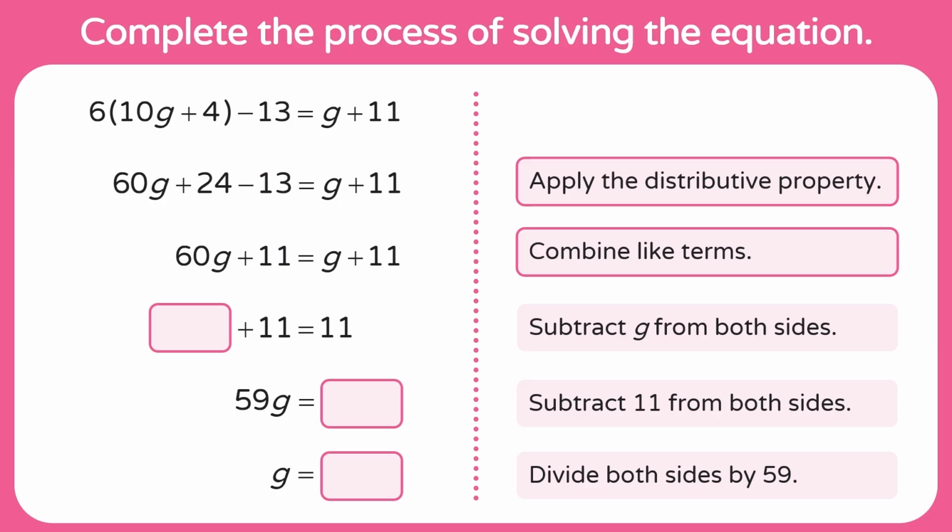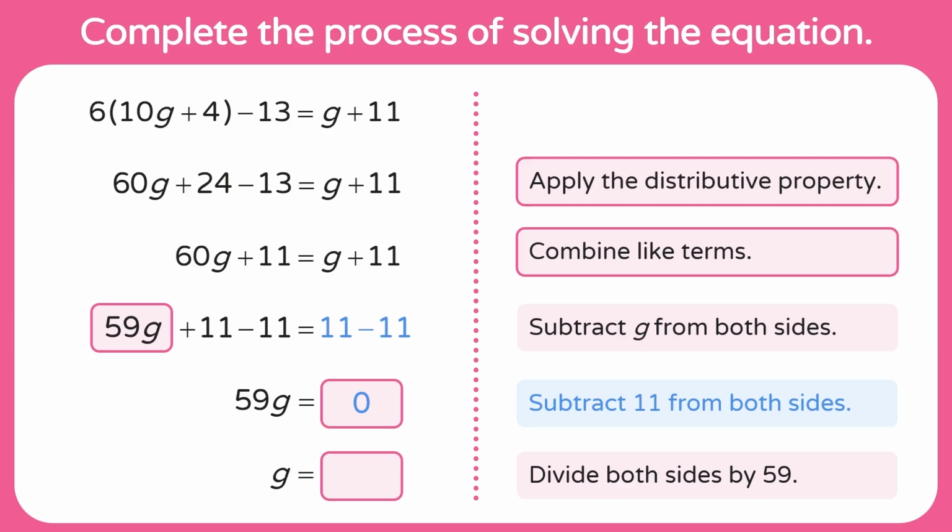Next, we need to fill in 3 blanks in the equations. This justification says to subtract g from both sides. We do that so that we can get all the variable terms on the left side. Since 60g minus g is 59g, we'll write that in this blank. We're left with just 11 on the right side. Let's keep going. To get the variable term alone, we need to subtract 11 from both sides. On the left, that leaves us with 59g, and on the right, we just get 0.